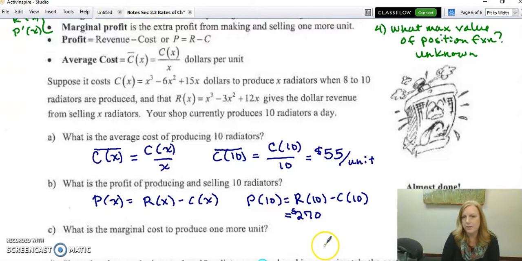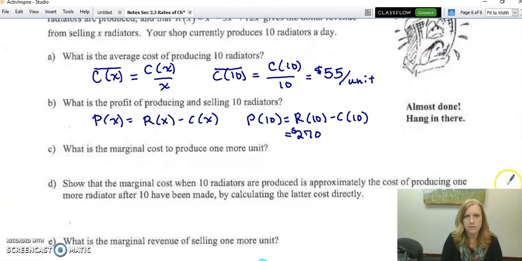All right, not a great profit. So we've made 10 radiators, we put so much work into it, we have made $270. It's not a great business going right here. Can't live too much off of that.